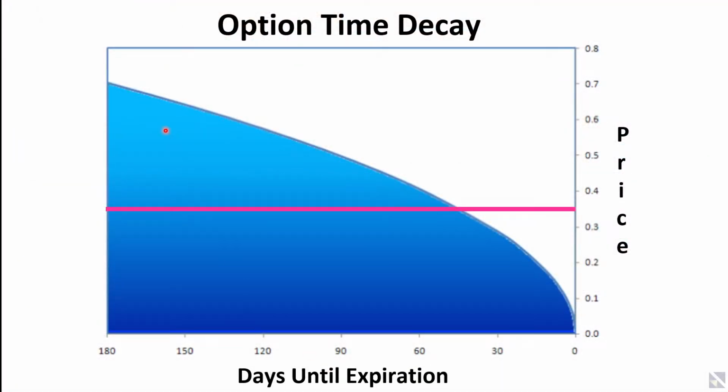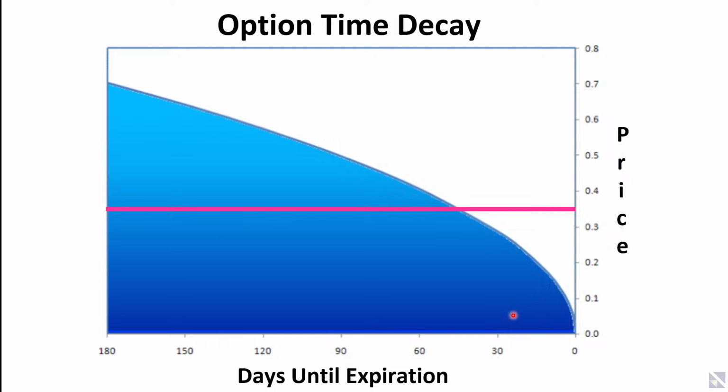Here you see what happens to the price of an option in relation to the days until expiration. Notice in the upper left, we're 180 days to expiration, and the option's gradually losing its value. Right about here, we're about 45 days to expiration. Now look at what happens. In the last 45 days, the value of the option starts declining exponentially.